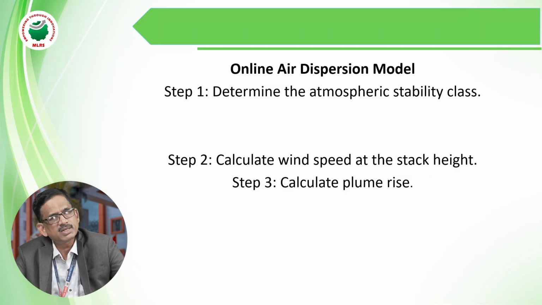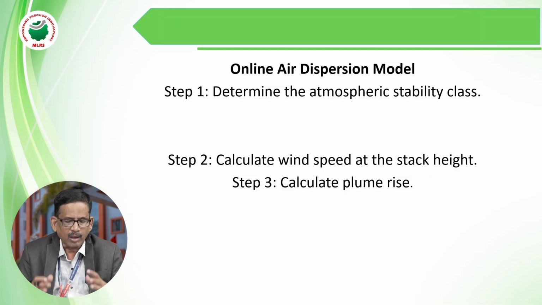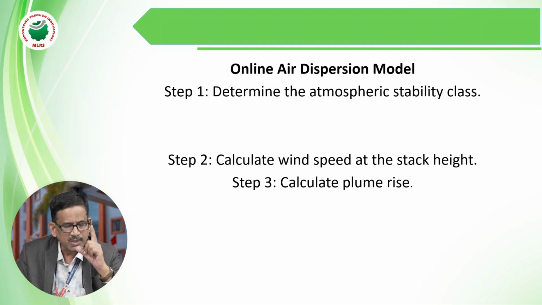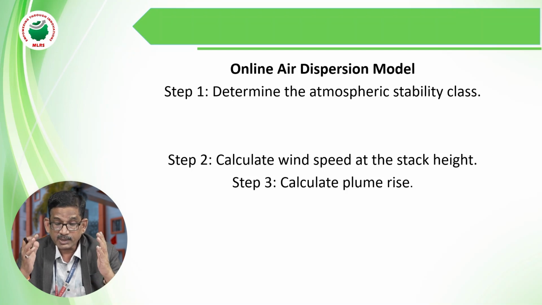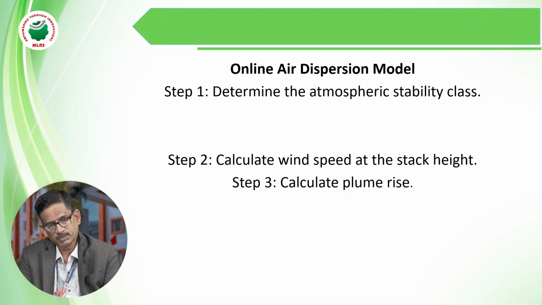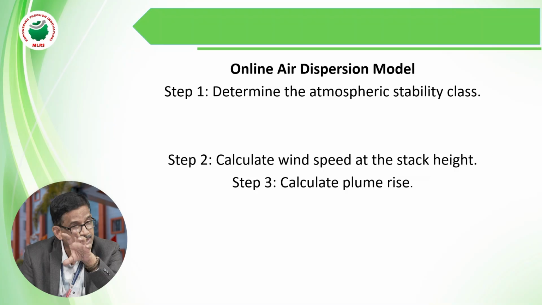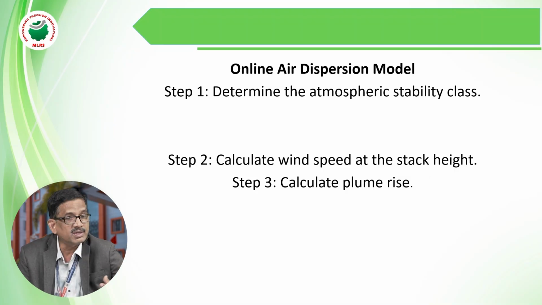So what are the parameters we are going to consider in the online air dispersion model? The first step is to determine the atmospheric stability class. First of all, we have to see what the atmospheric stability class is. Is it the first class or second class or third class? So stability is very important.